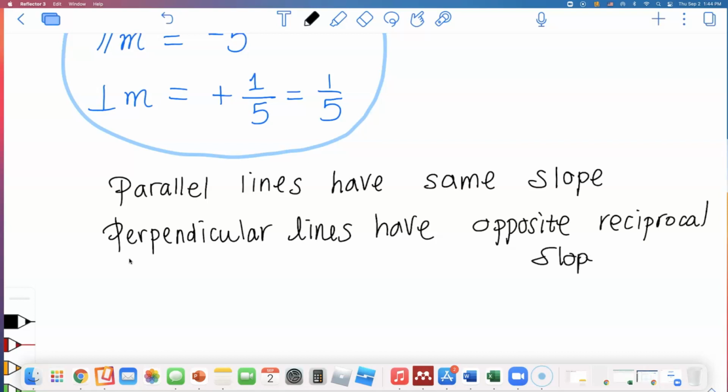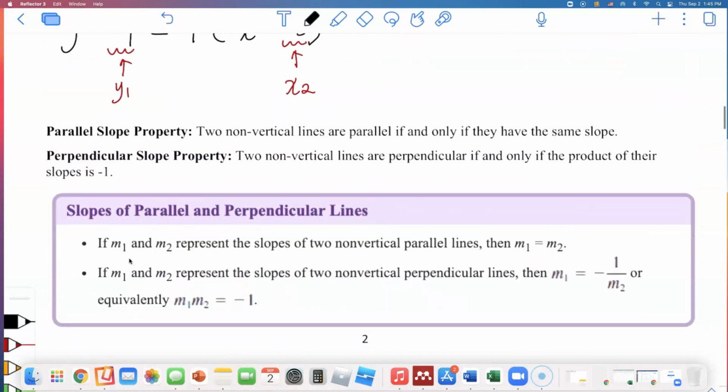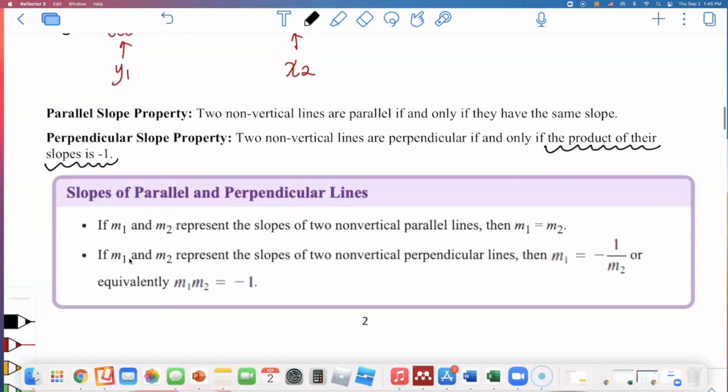Our textbook did it a little bit differently though. They said that perpendicular lines will have slopes so that when you multiply those two slopes, they give you -1. Let me read that for you. They said 2 non-vertical lines are perpendicular if and only if the product of their slopes is -1. Let's see if that is true, okay?